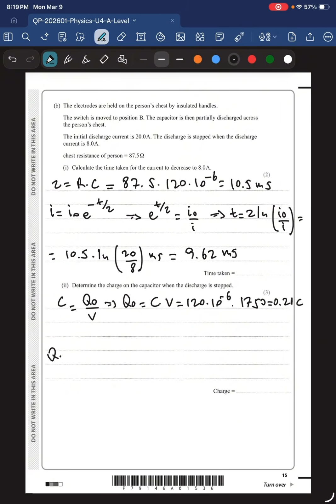And then we just apply Q is Q naught, and we know that this is the correct formula because it's discharging. Okay, so Q is Q naught e to the minus t over tau, so 0.21 e to the minus, what is it, 9.62 is the time we found earlier, 9.62 over the time constant, which is 10.5, which we also found earlier. And if you do this, you will find 0.084 coulombs is the remaining charge.